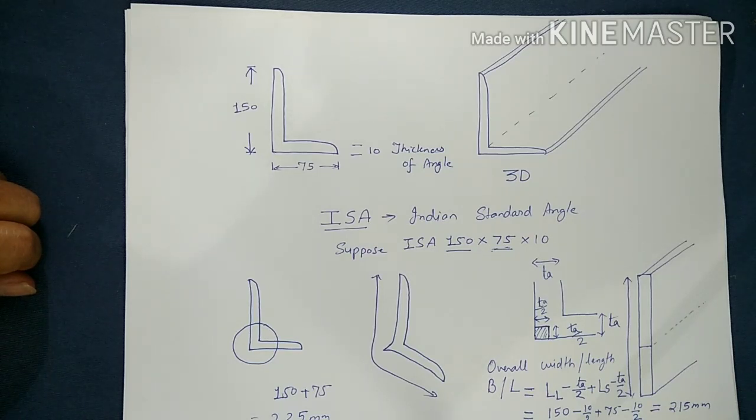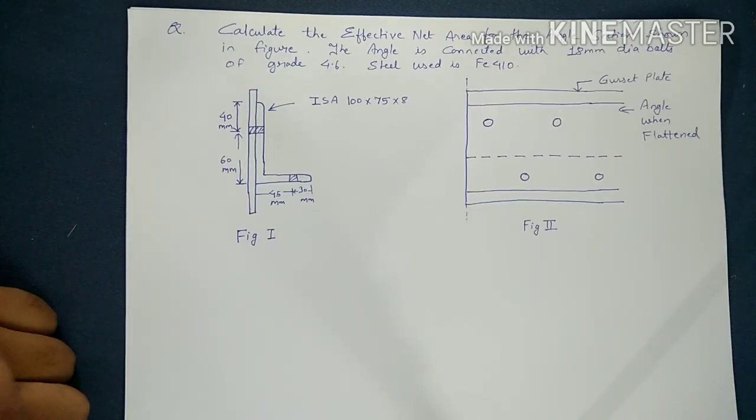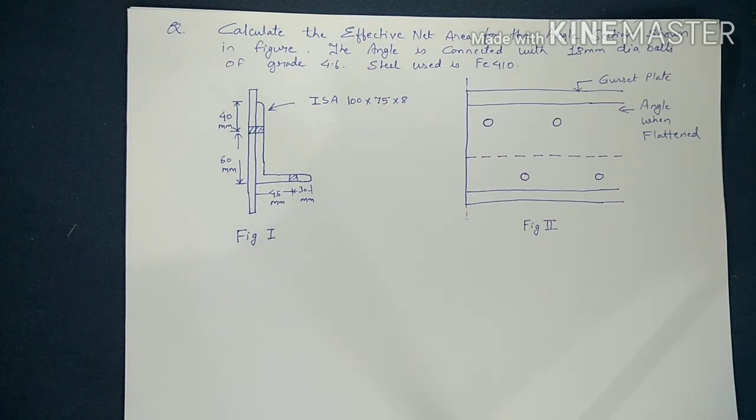So let's do a question based on angles. Question says that calculate the effective net area for the angle section shown in figure. The angle is connected with 18 mm dia bolts of grade 4.6 and the steel used is Fe410.